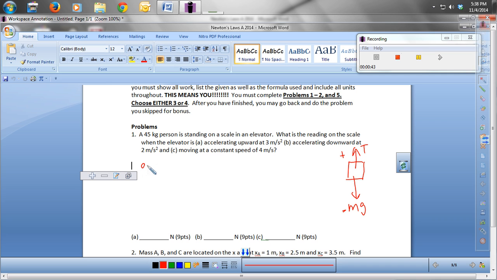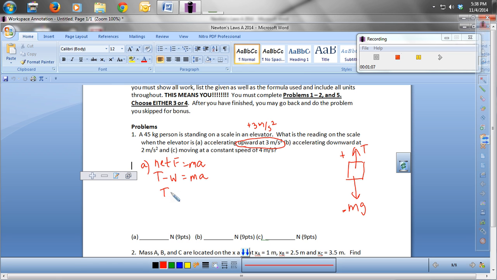So for part A, if I know that net F is equal to ma, then I have T positive, W negative. My acceleration in part A is upward, so that helps me to know that it's a positive 3 meters per second squared. And yes, it matters what the sign is.